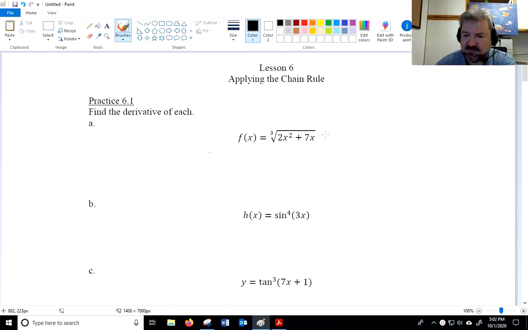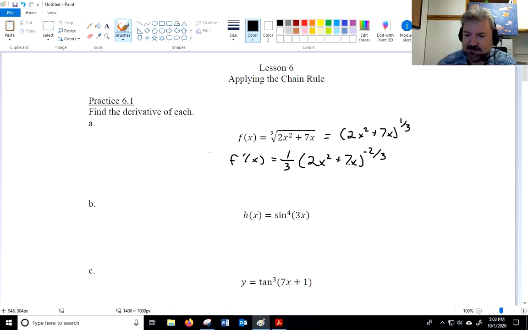I'm going to rewrite this as (2x squared plus 7x) to the 1/3 power. So f prime of x is equal to 1/3 times (2x squared plus 7x) to the negative 2/3. Remember to leave the inside alone and then multiply by the derivative of the inside. Be sure to put parentheses around that chain or else it won't be right, because you have to have this times the entire 4x plus 7.